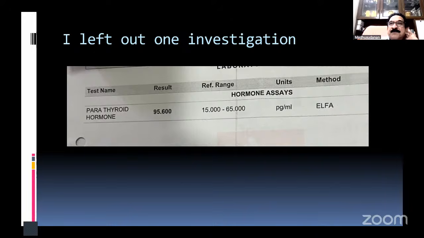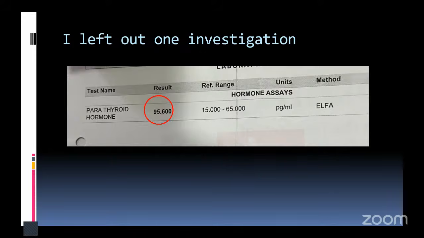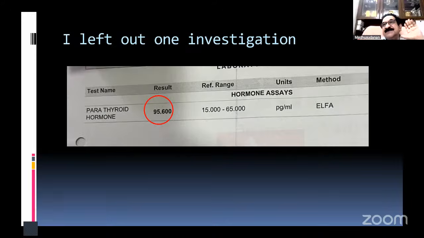That is the parathormone. That came as very high, 95, upper limit is 65. So what do you do now? Phosphorus level was normal, no? Phosphorus was normal, calcium was normal.